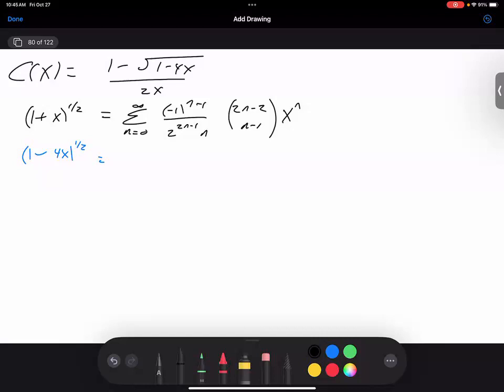So it's going to be negative, and then we'll have a sum, n goes from 0 to infinity, of 1 over 2 to the 2n. And then we have 1 over n, 2n minus 2, choose n minus 1. And then x to the n is going to give us a 4 to the n, x to the n. Well, what can you say about 4 to the n divided by 2 to the 2n? So what's 4 to the n divided by 2 to the 2n?